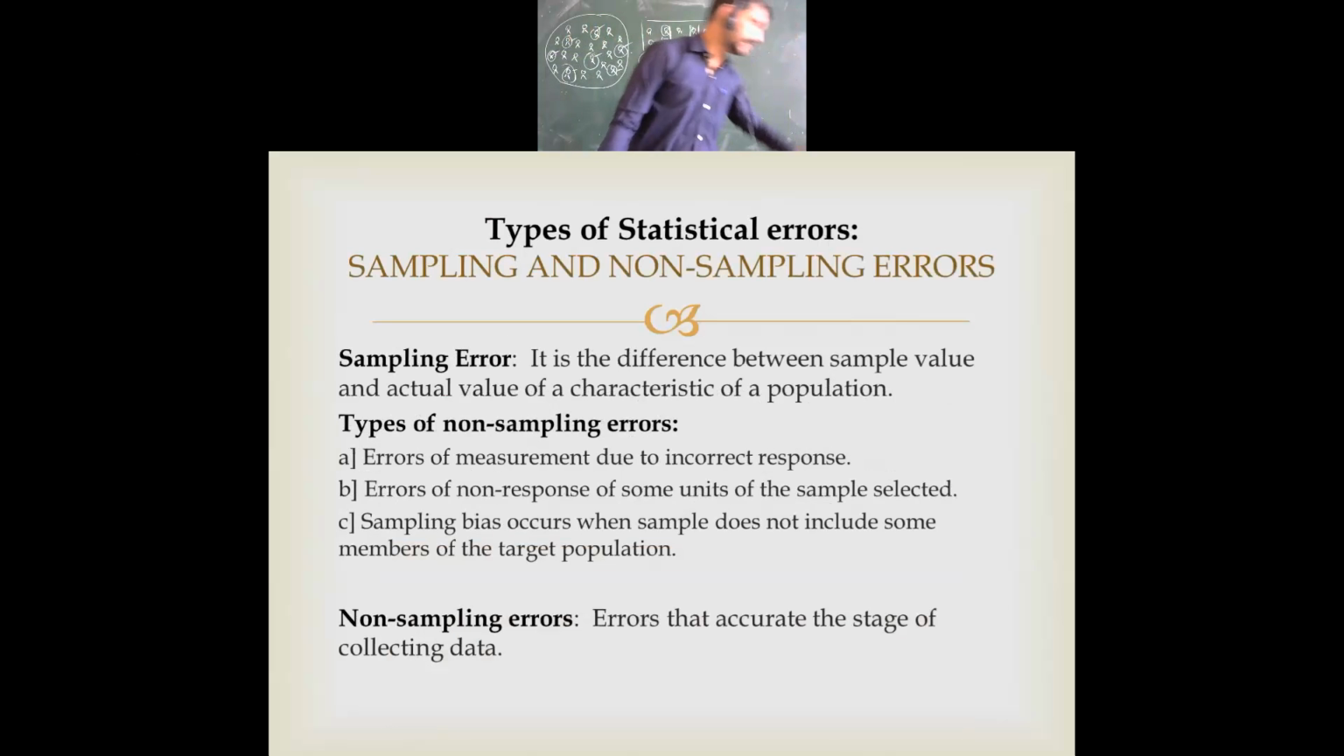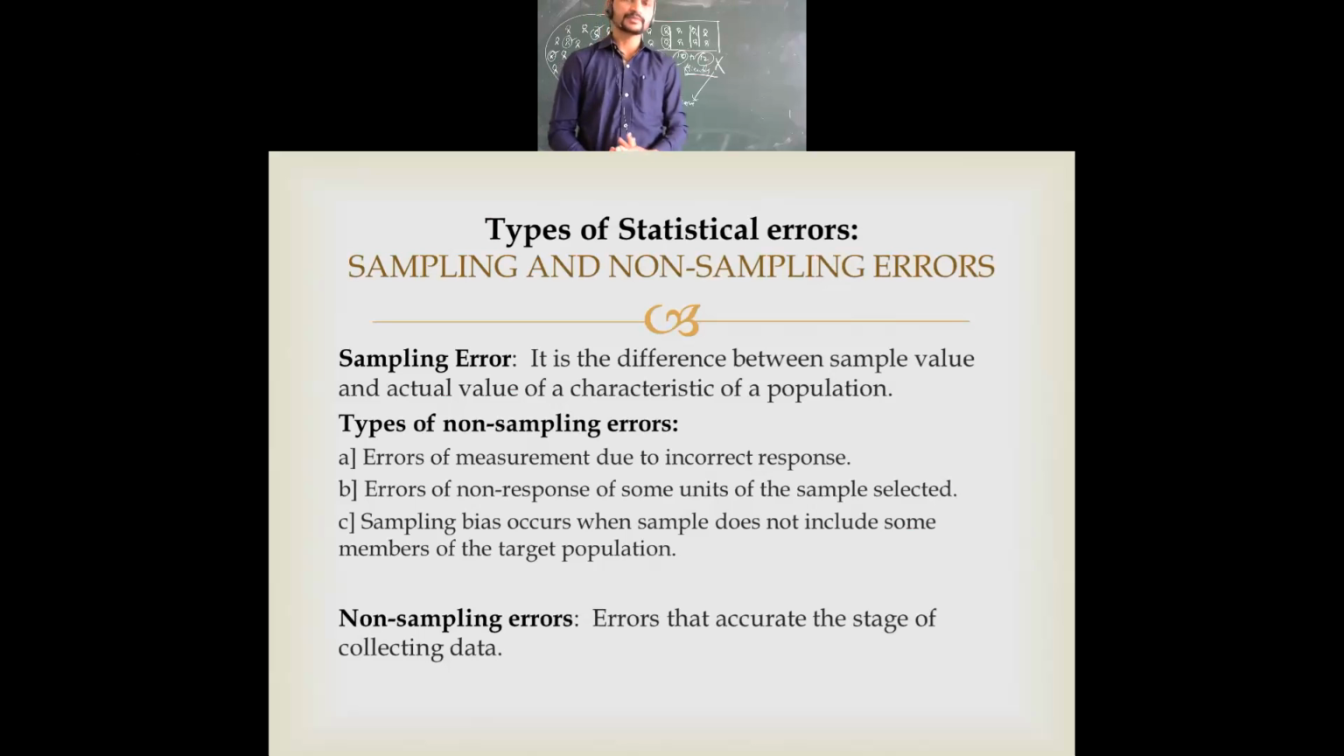Then next, here we have types of statistical errors. Types of statistical errors mostly means sampling and non-sampling errors. In this, various errors will be coming. In that, we have sampling errors as well as non-sampling errors. Let's see what those sampling errors are. Sampling error is the difference between a sample value and the actual value of the characteristics of the population.